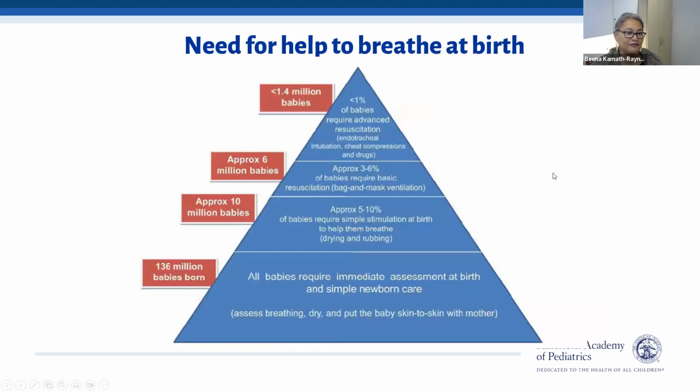Well, if you look at the science of resuscitation, of the 130 million babies that are born around the world every year, all of them need immediate assessment at birth and simple newborn care. And that may be as simple as drying, warming, and stimulating the baby, things that you heard that I did for baby Beena in Ecuador. And about 5 to 10% of babies will require a little bit more stimulation, and then about 5% of babies will require bag mask ventilation. So if we think about it, over 95% of babies will start breathing if we can get everyone to do these initial essential steps of resuscitation and then bag mask ventilation if needed.